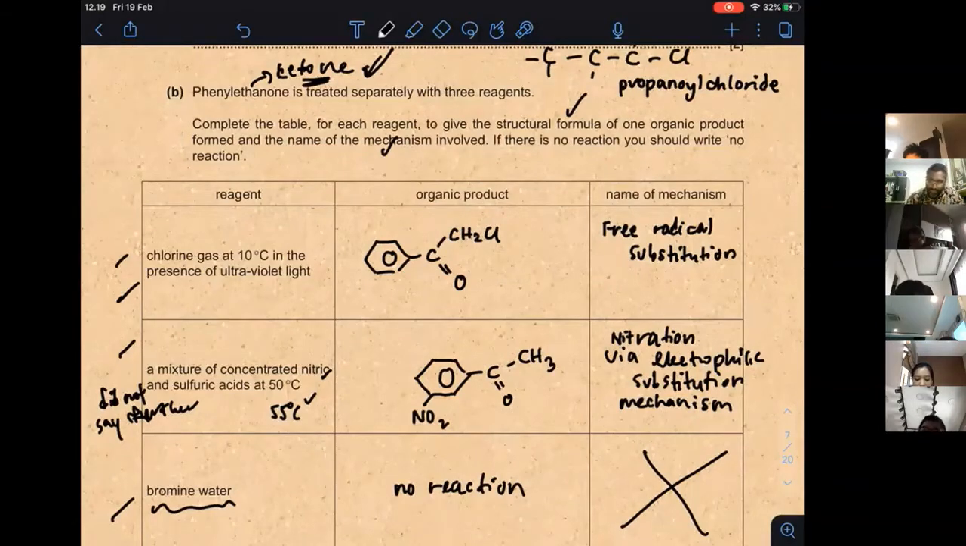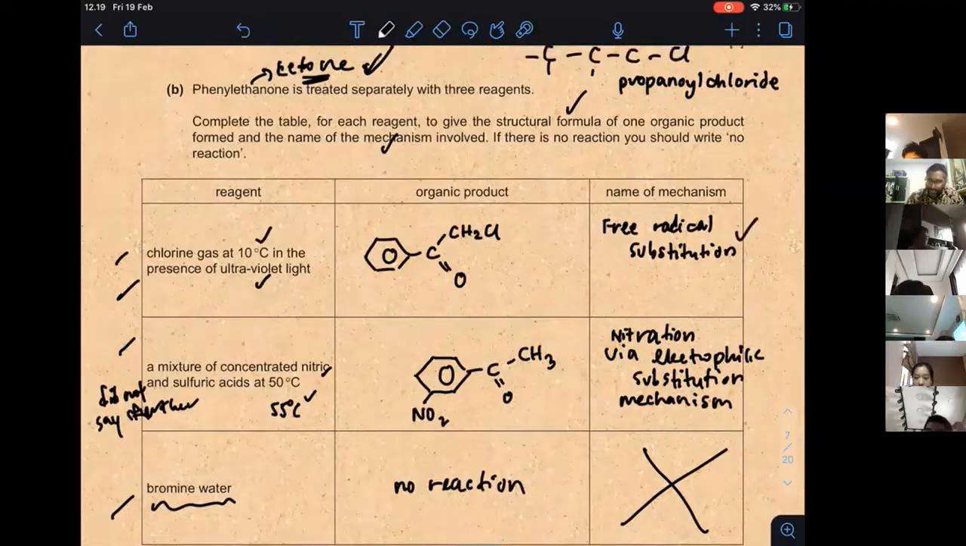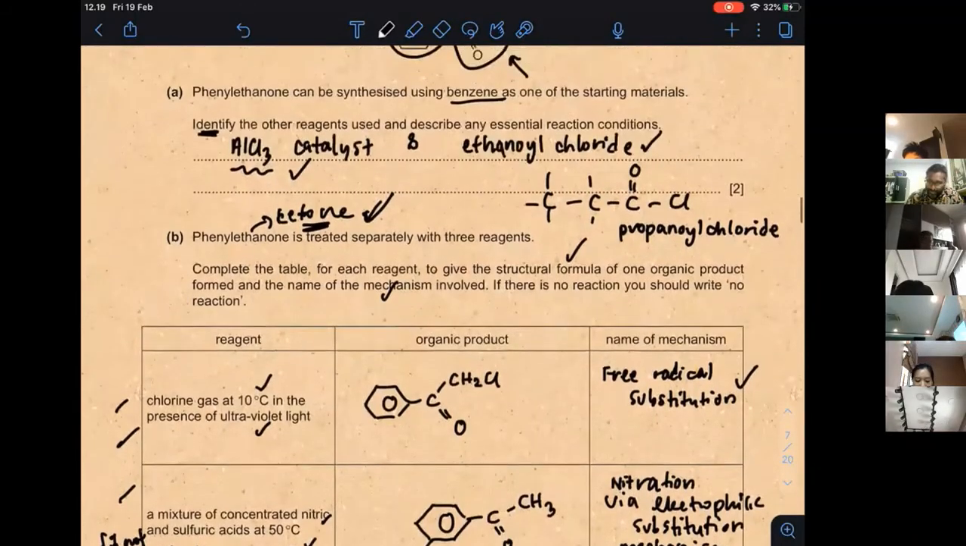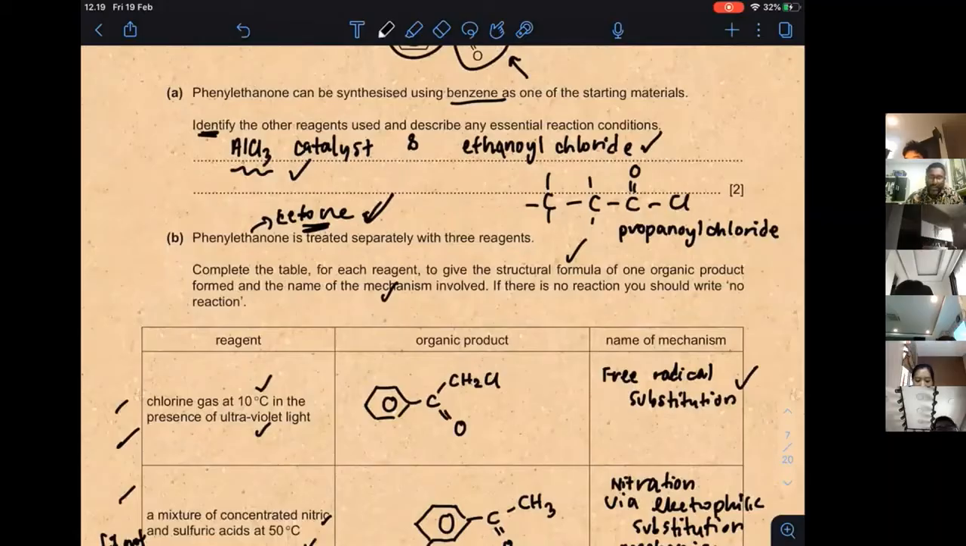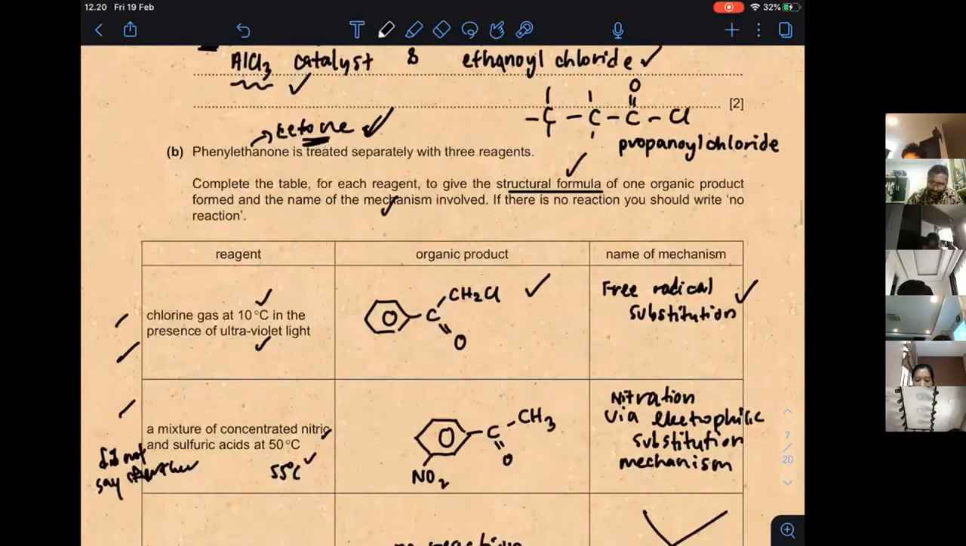So here, if you look at chlorine gas at 10 degrees Celsius, and then with the presence of UV light, automatically they cannot come directly to the benzene ring, so they will have free radical substitution. So they will substitute any of the H, or it can substitute completely. But here I think better to substitute only one, because even in the answer key they substitute only one. But do remember, they say structural formula. Even the answer key, I don't think so, the answer key is a bit accurate there, because it's supposed to be structural formula.